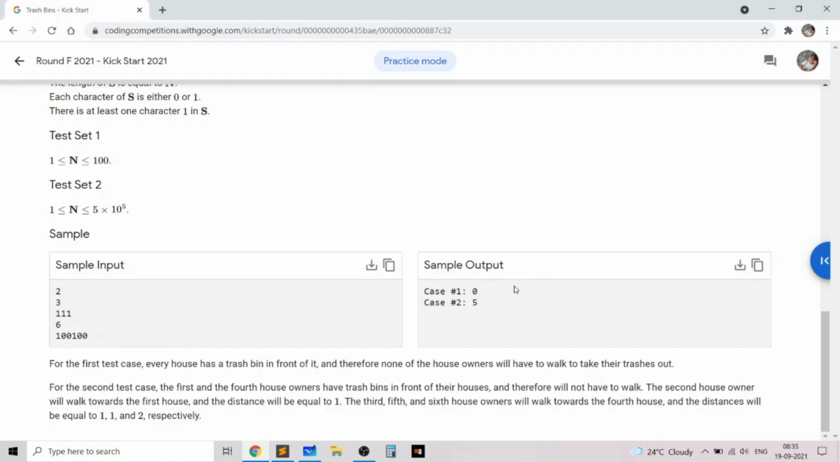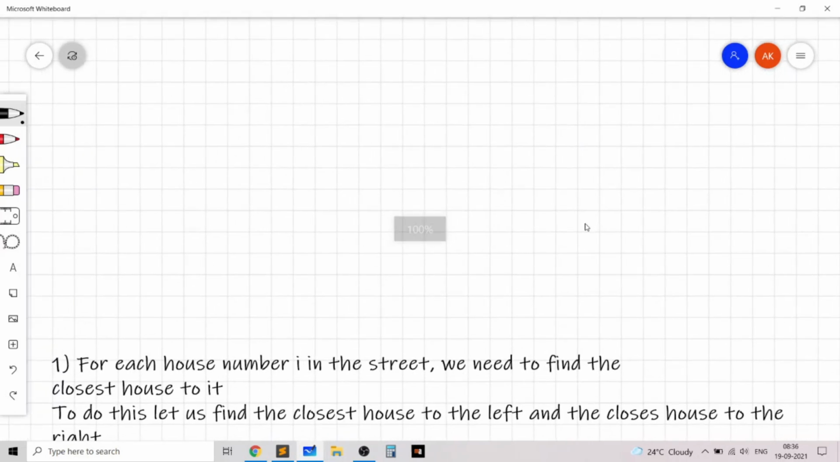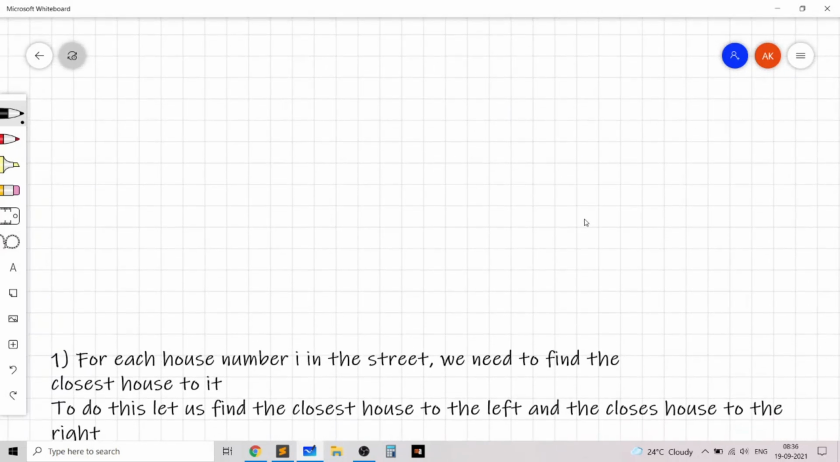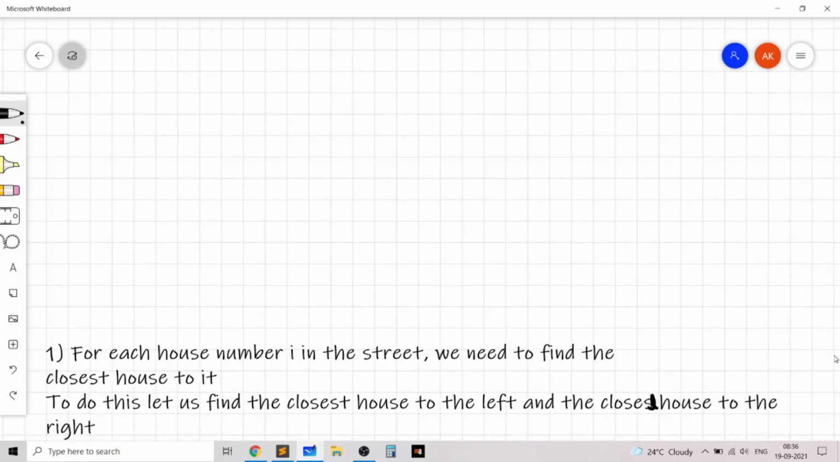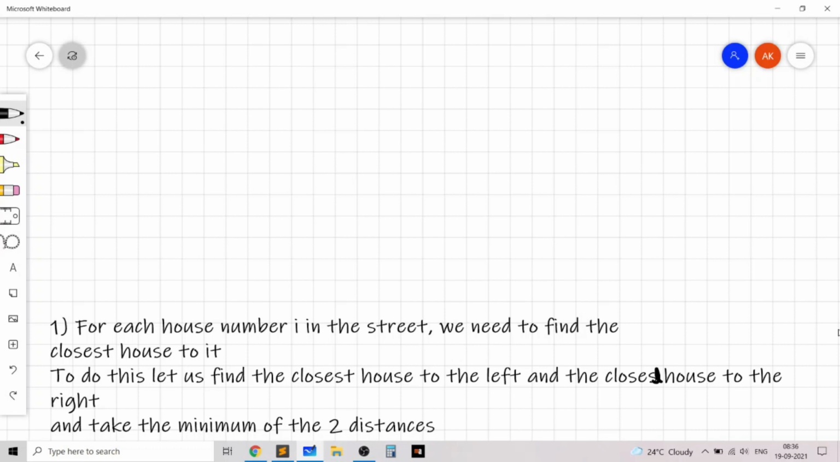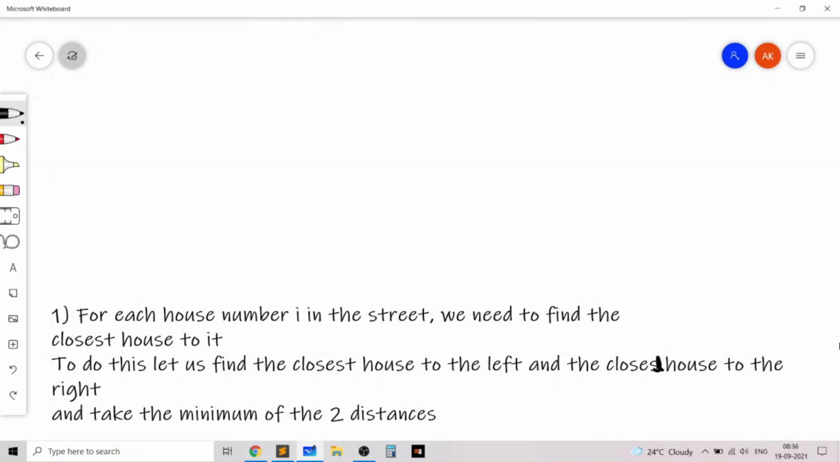And now let's try to solve this problem using a key observation. The key observation is that for each house number i in the street, we need to find the closest house with a bin to it. To do this, let's find the closest house to the left and the closest house to the right. To be able to find these, let's store them in a dynamic programming way, or if you don't know what dynamic programming is, I'll show you how we can do it. And let's find the minimum of these two distances.